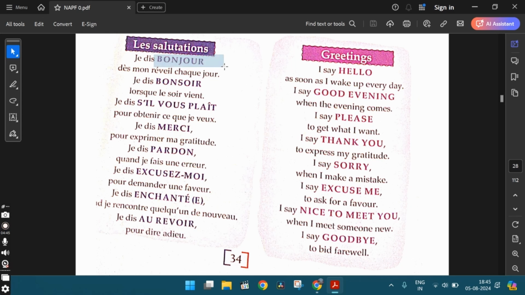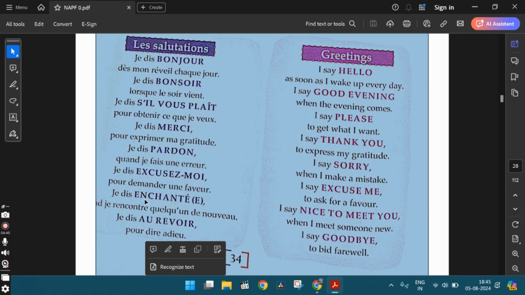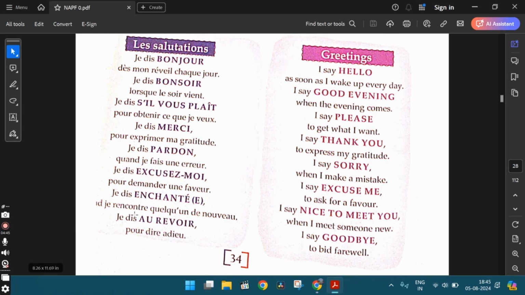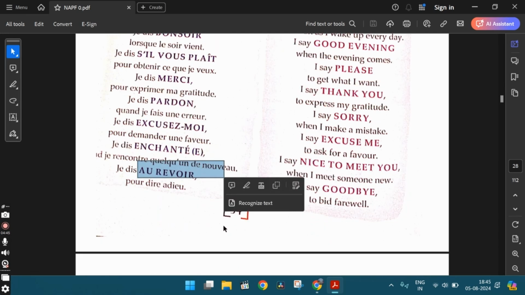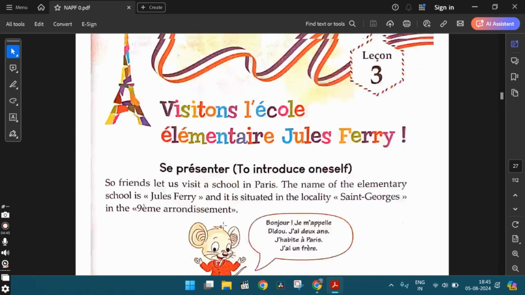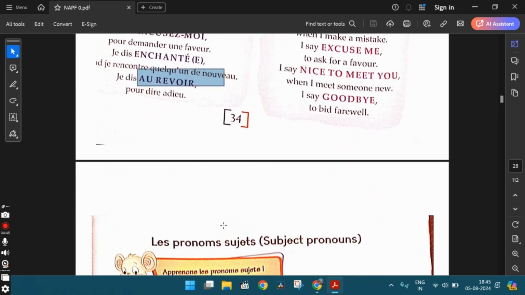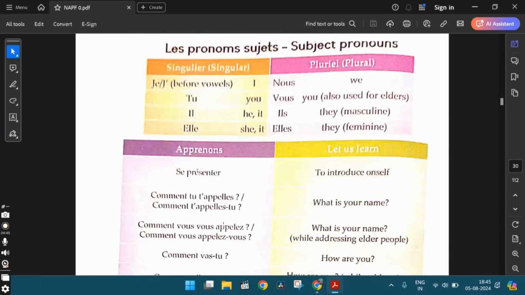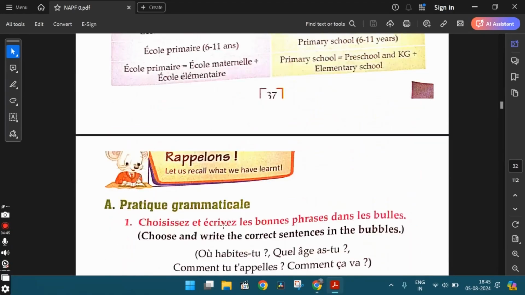So these are all different greetings that you can use in different situations, like bonjour, when you meet someone to say hello or good morning, bonsoir to say good evening, s'il vous plaît to say please, merci, which is thanks or thank you. Pardon is pardon or sorry. Excusez-moi is excuse me. Enchanté is nice to meet you. And au revoir is goodbye. With this, we complete the rhyme and the dialogues from the third lesson. In the next video, let's go through the grammar topics and the vocabulary from the third lesson.